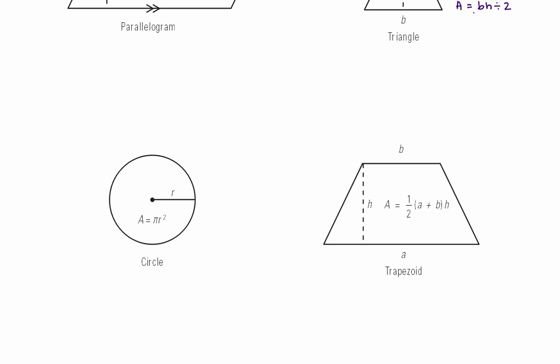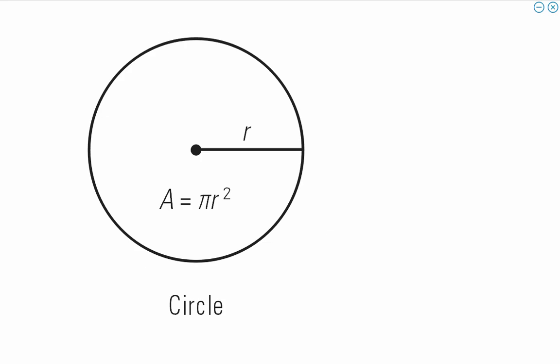Our circle, pi r squared. R is the radius, the distance from the middle to the outside. So if they give us the diameter, right? So this is the important piece here, is remembering that the distance across the whole circle is actually called the diameter.